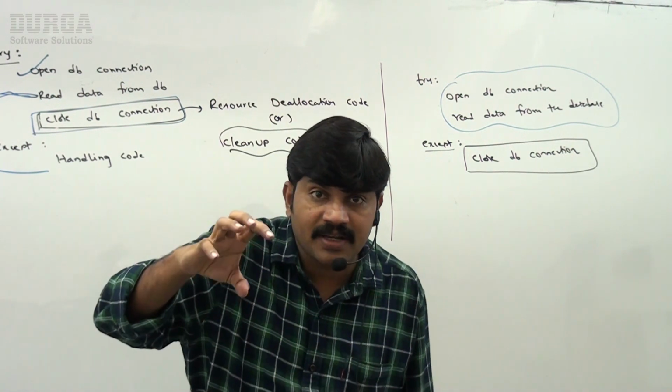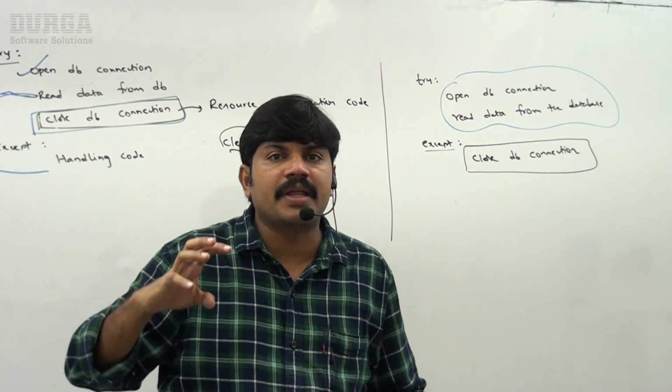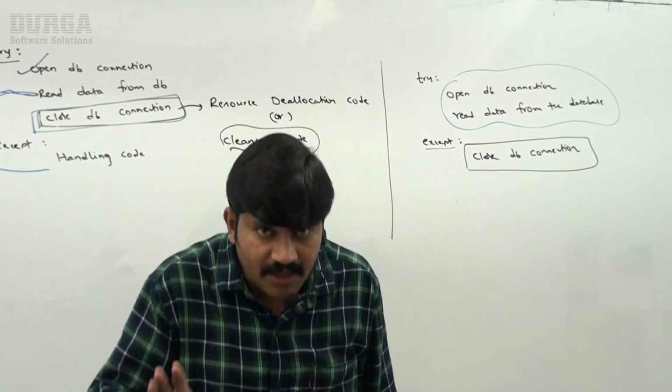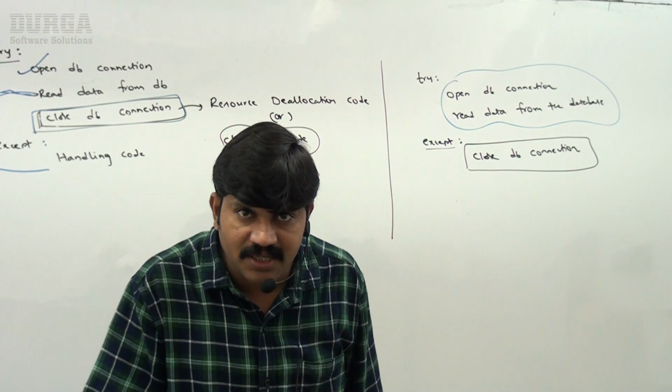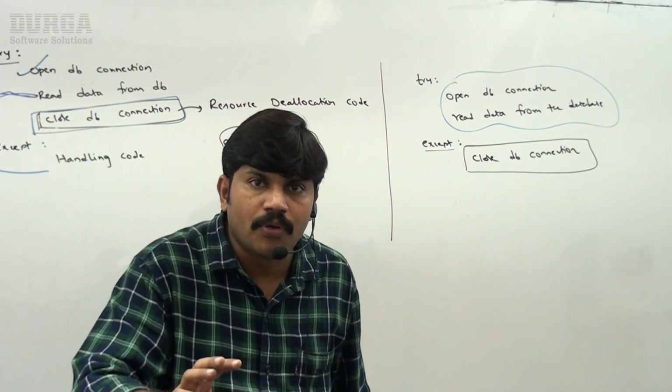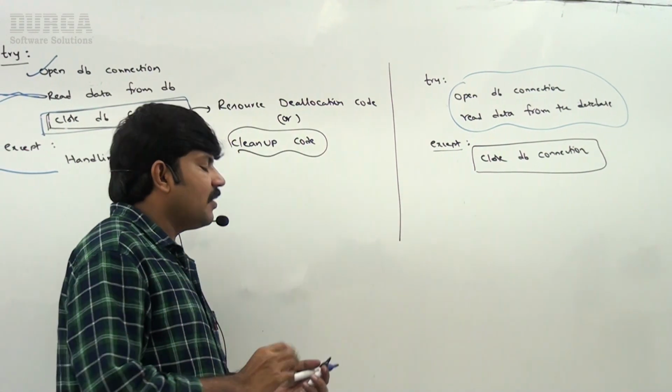So inside the finally block, which code are we going to take? Resource deallocation code, cleanup code, we have to take. Any doubt up to this? Are you in a position to understand, right? So what is the purpose of the finally block? To maintain cleanup code. Okay, well, sir, now observe the syntax, right?